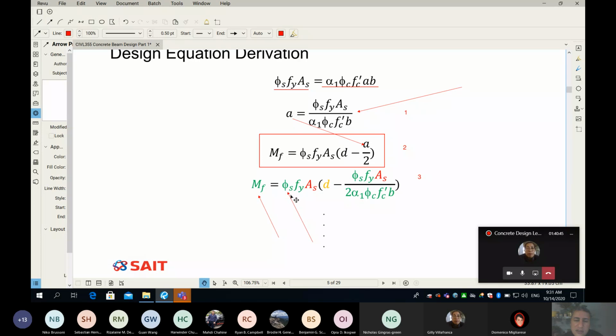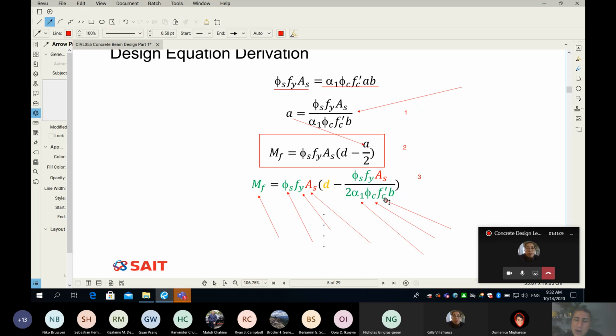Phi S is constant, 0.85. Phi F sub Y, that's my rebar grade, which is 400. Area of steel, we don't know how much rebar is required, and that's what I'm after. I'm going to leave this for some time. You can imagine that alpha 1 is constant, equal to 0.8. Phi C is constant, 0.65.